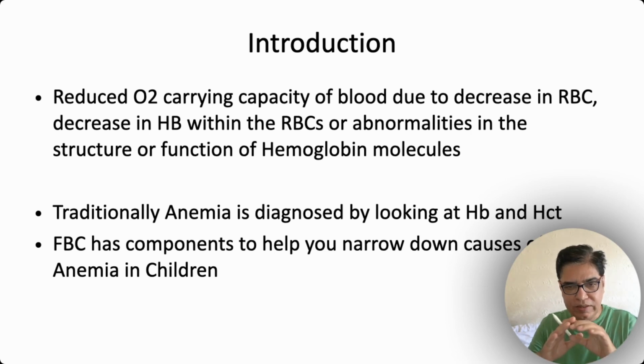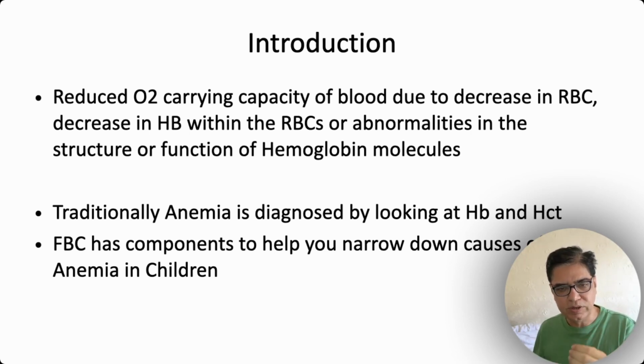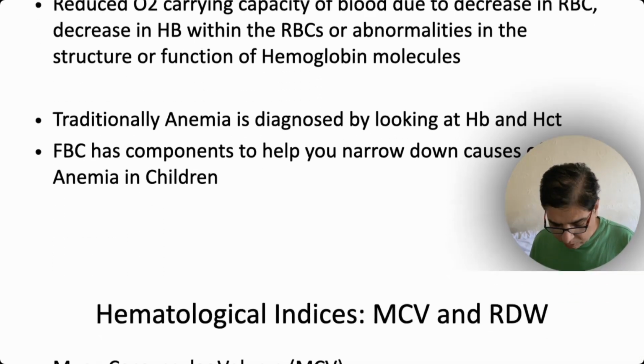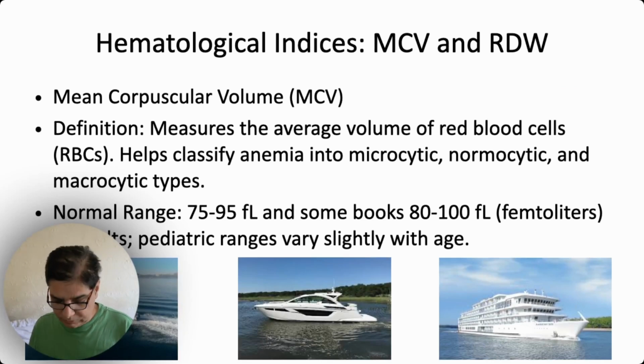But if you look at the full blood count report, it not only contains hemoglobin and hematocrit, it contains so many other values, which help us in differentially diagnosing the anemia. So anemia by definition is reduced oxygen carrying capacity, either because of qualitative or quantitative deficiency of RBCs and hemoglobin. Now, moving to these parameters, MCV and red cell distribution width.